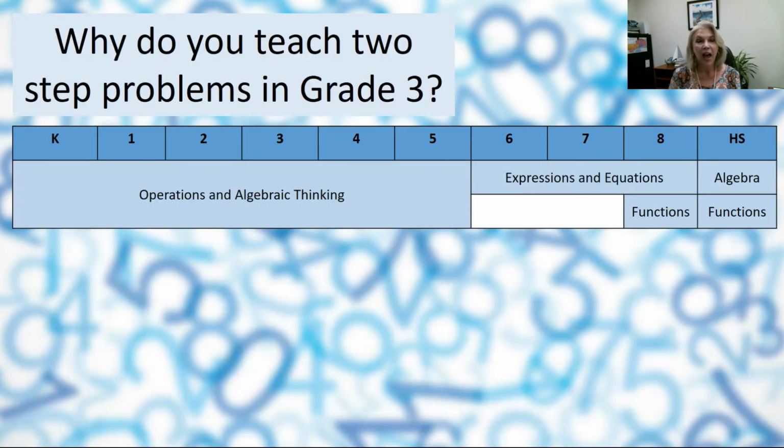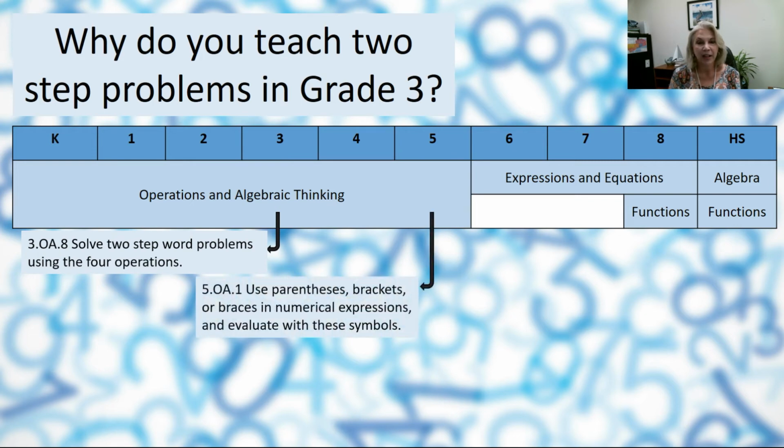Now, I want to highlight a specific progression of learning. So you may be thinking, why do we teach 2-step word problems in 3rd grade? What does that do to help begin the progression of learning through high school? Operations and algebraic thinking 3.OA.8 is a standard that says solve 2-step word problems using the 4 operations. Well, where does that go?